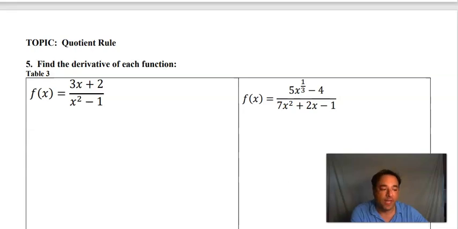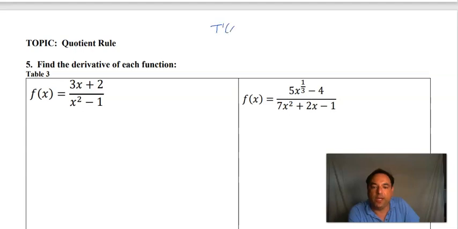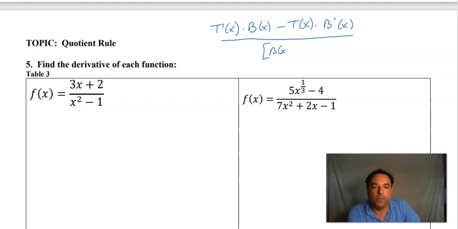Okay, for question 5, we're going to be using quotient rule. Now remember, quotient rule is when you're taking the derivative of something being divided by something else. So the formula is derivative of the top times the original bottom, subtraction original top times the derivative of the bottom, all over the original bottom squared. Okay, so for all these, we're going to follow that format.